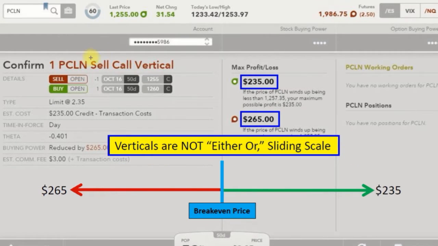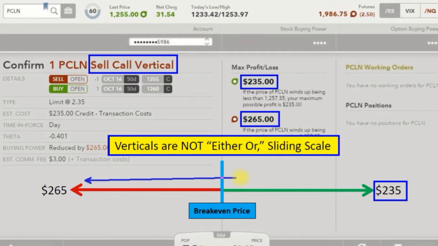So what happens when we sell a call vertical? Remember, when we sell something, we collect a credit. So when we sell this thing, we collect $235 out the gate. Doesn't mean we're going to keep it, just means we collect it up front. Somewhere in this range is where this vertical will end up at expiration.